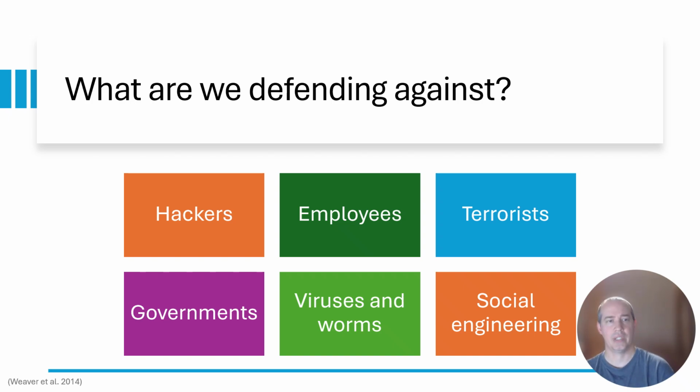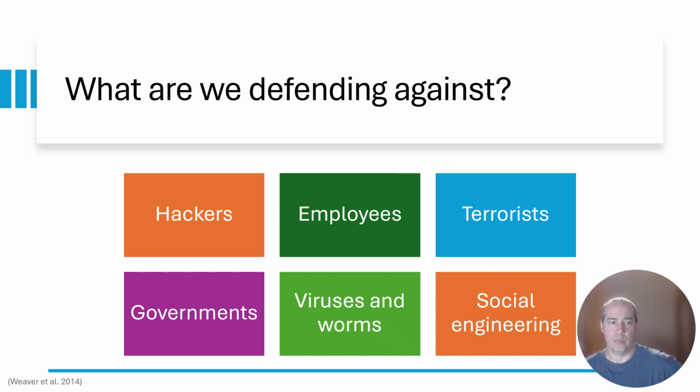There's terrorists, cyber terrorism. They may be looking to shut down a service like a power infrastructure or some other type of government infrastructure. We have governments who want to spy on other entities or other governments. Viruses and worms, we have to make sure that malicious code can't get in and corrupt our system. And we also have social engineering, or manipulating the human aspect of information use.